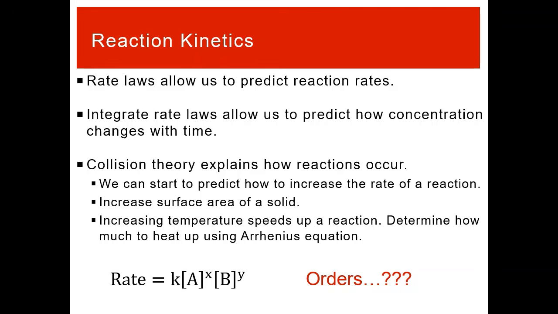So far, we've looked at the rate laws and integrated rate laws, which allow us to make predictions about actual experimental results. How fast will a rate go? How will concentration change over time? We can understand how to control reaction rate using collision theory. We can make predictions as to how to increase rate based on things like surface area or temperature.